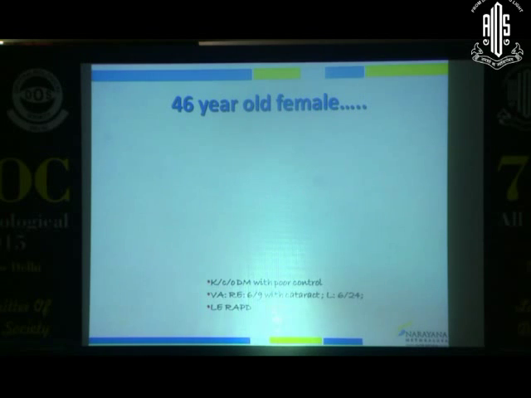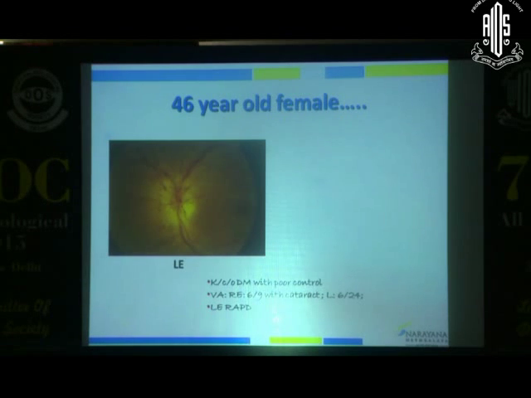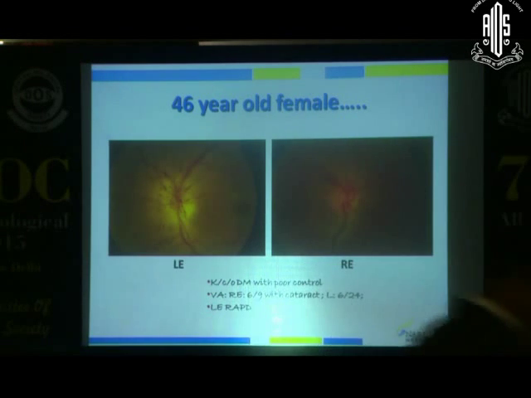So let's look at another patient, a 46-year-old female, a known case of diabetes with poor control. Right eye vision was okay, 6/9, had a cataract, but left eye was 6/24, had a left RAPD. Here there's a left eye, right eye. So what do you see in both the discs? Left eye you see a disc edema, right? Even in the right eye there is a hemorrhage which is seen superior to the disc, right?